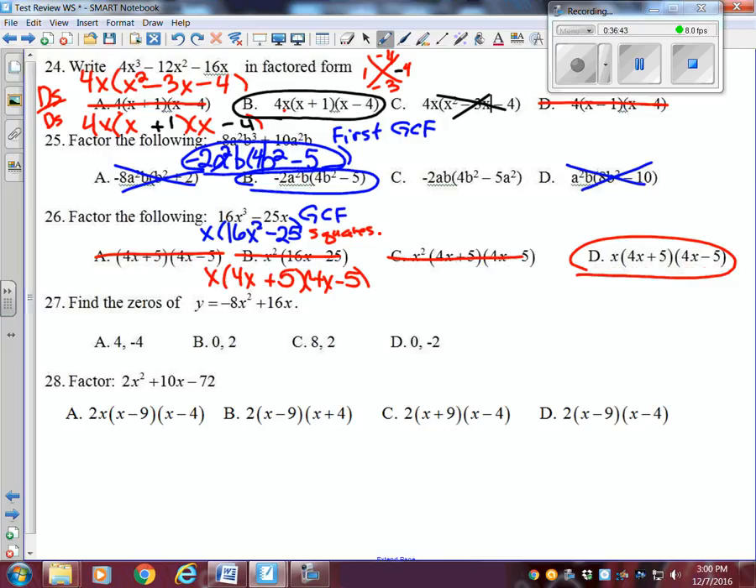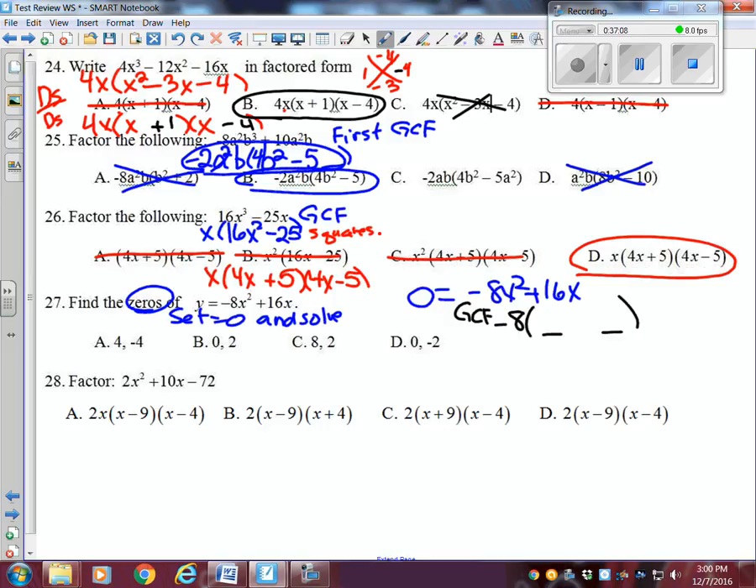Find the zeros. What does zeros mean? Set it equal to 0 and solve. So 0 equals negative 8x squared plus 16x. All right, I'm going to factor out the greatest common factor, so GCF. I don't like having that negative in the front, so I'm going to factor out a negative 8. I got 2 parts inside parentheses. Divide, and they both have an x, so I can factor out an x and divide out negative 8.